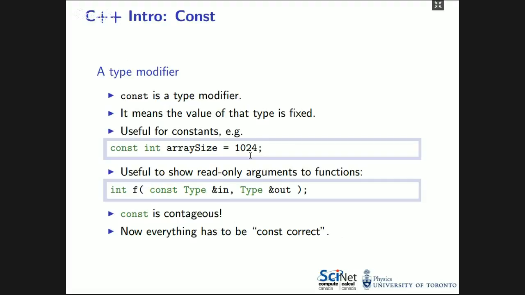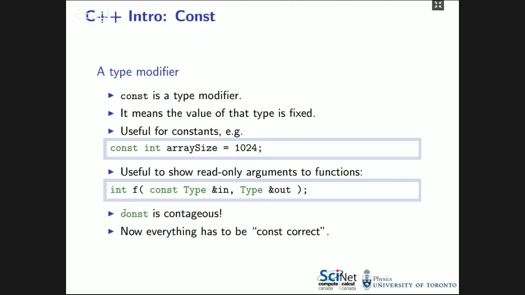It's also useful if you want to pass things by reference, but not change them. So you can make arguments in a function also constant, and then you can't accidentally change them in the function.